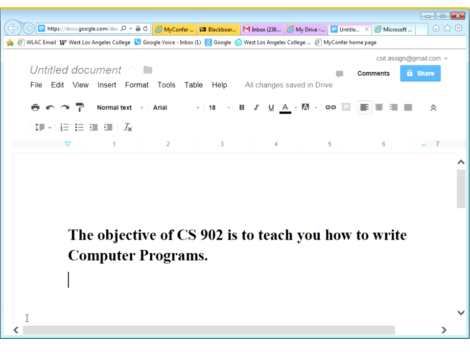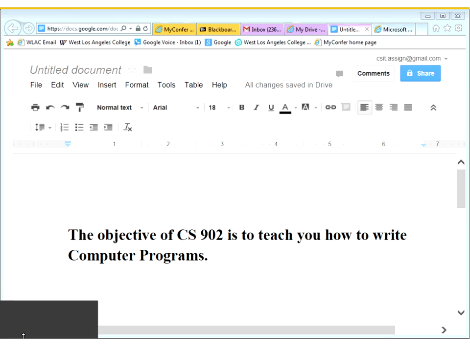Good. Okay. So the objective of CS902 is to teach you how to write computer programs. What I'm going to do is basically put up different things that I'm going to talk about right in this window here, okay? Pull something else in here.